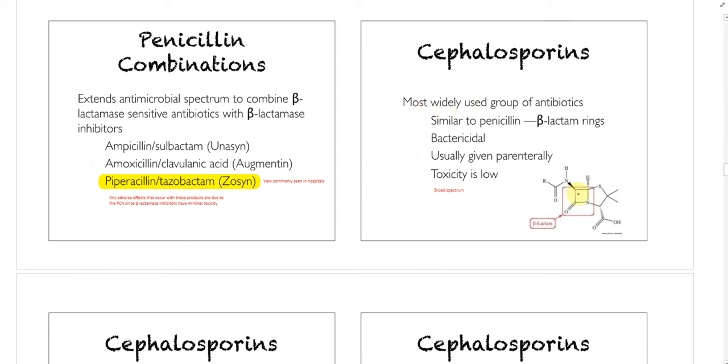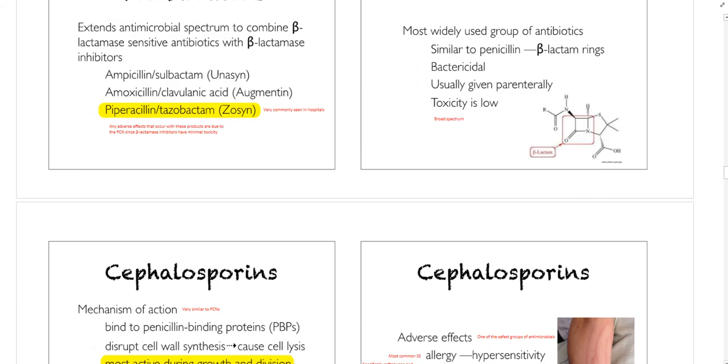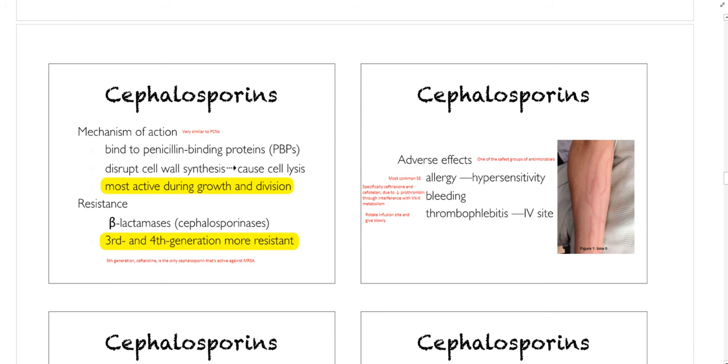They're similar to those penicillins in that we've got this beta-lactam ring. They are bactericidal, so they're going to kill the bacteria. We normally take them PO. They are broad spectrum and generally don't have much in the way of toxicity.